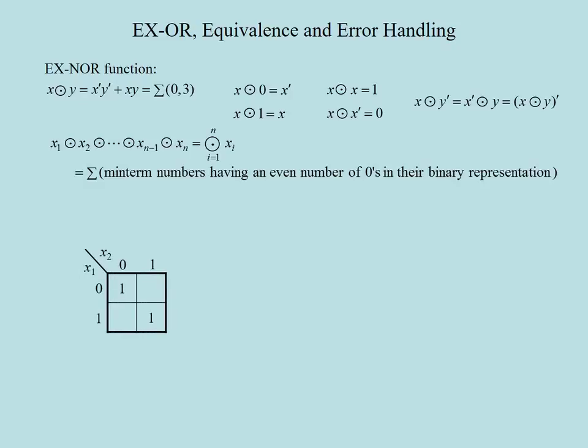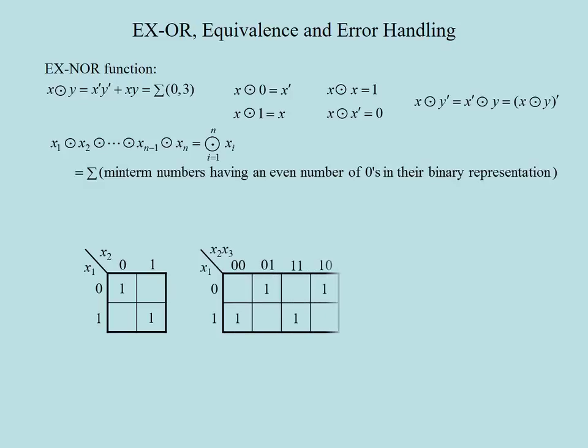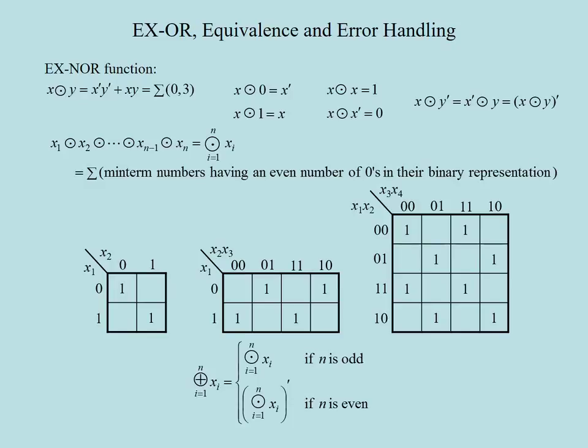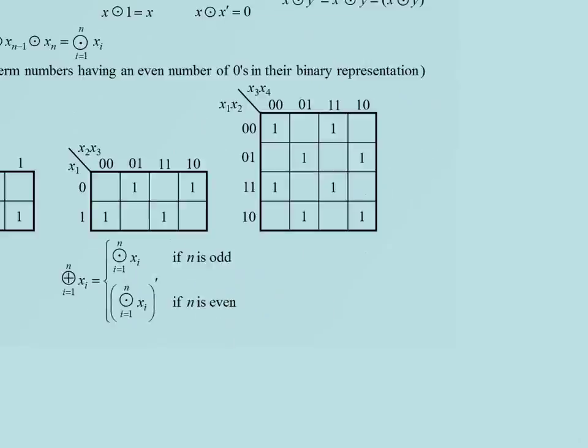The Carnot maps of multi-input XNOR operations look similar to those of XOR. In fact, if the total number of inputs is odd, an even number of zeros means that the number of ones is odd. In this case, the maps of XOR and XNOR functions will be the same. For an even number of variables, they will be mutually complementary. In other words, for an odd number of bits, XORing or XNORing them will generate the same result, whereas if the total number of bits is even, they yield the complement of each other.